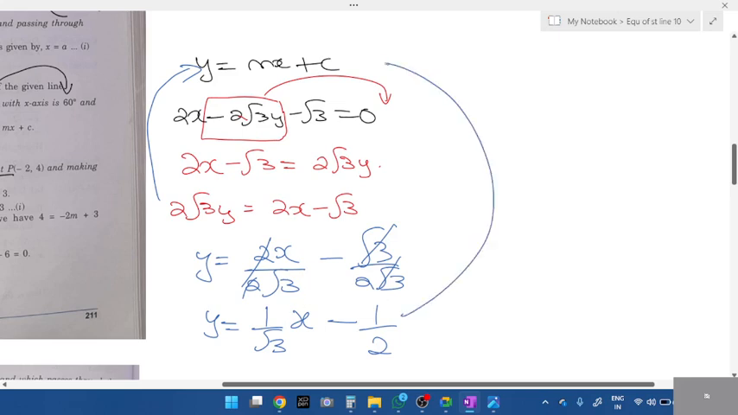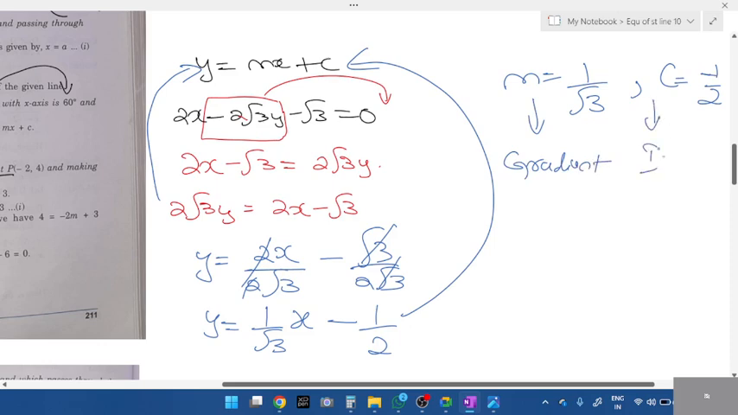Now compare this. What is m value? m is equal to 1 by root 3. What is c value? Respond. What is c? No, with the sign. c is equal to minus. Okay, m is known as what? Gradient or slope. c is known as intercept. 1 by root 3, minus 1 by 2.